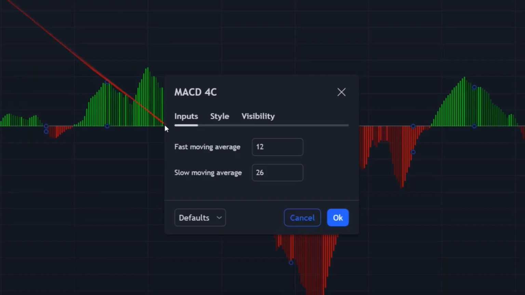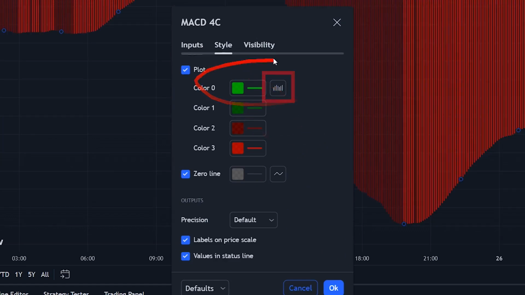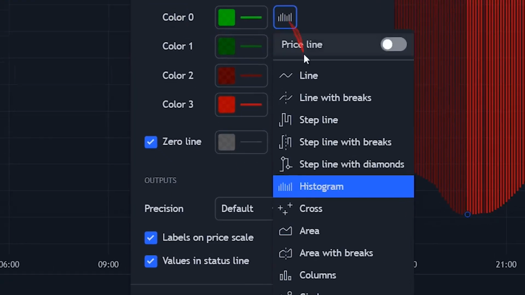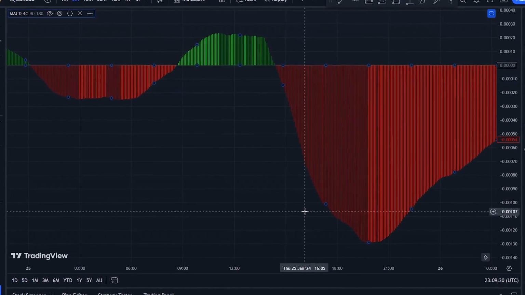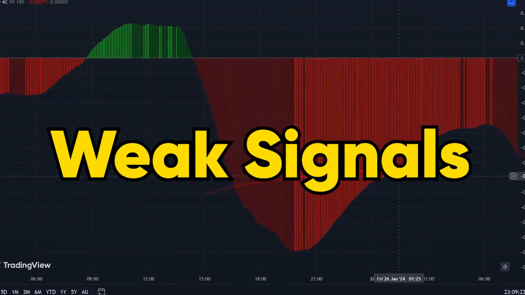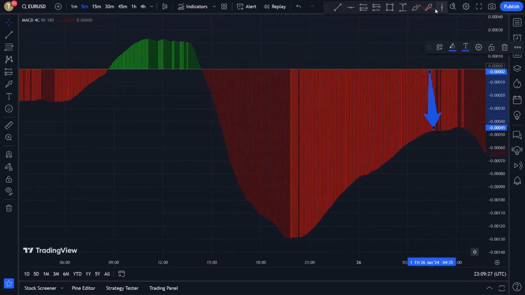Now we have to go to its settings and change the fast moving average to 90 and the slow moving average to 180. And in the Style tab, make sure that the histogram is placed on the column in the plot section. This is a key indicator according to which we can distinguish weak signals from strong signals and filter them and understand where the market has a strong trend.